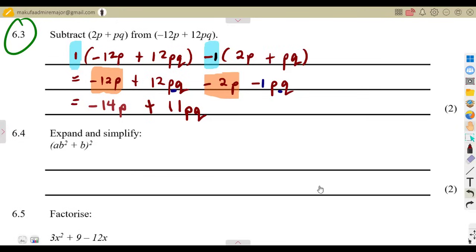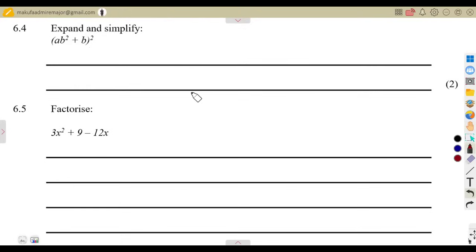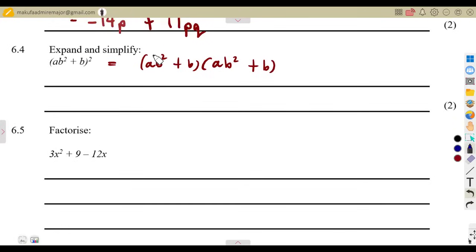So meaning to say, you can use your calculator as an assistance. Expand and simplify given (ab² + b)². All right, we have to expand this. Remember, we can do this. Actually, this simply means there are two brackets there, (ab² + b)(ab² + b). There is another method that you can use, the identities, but this simply means there is a product of these two. If I am to expand this using the FOIL method, it follows that the ab² here must multiply everything in the second bracket.